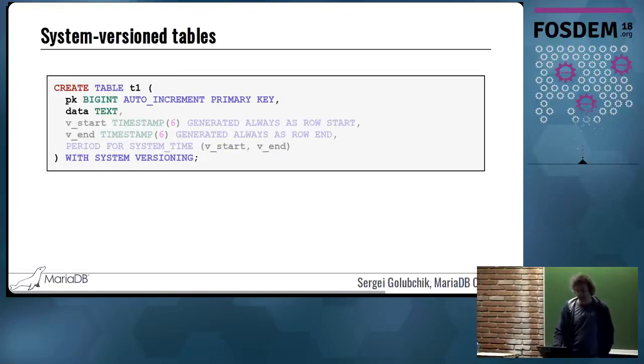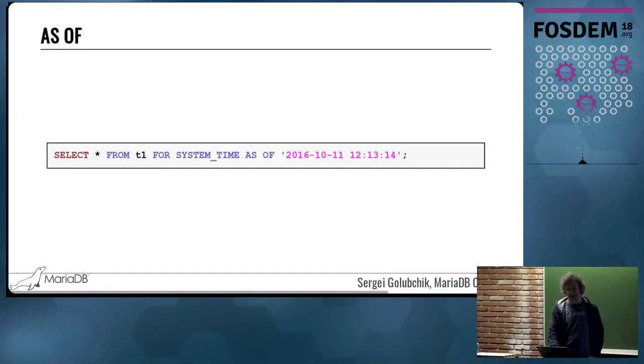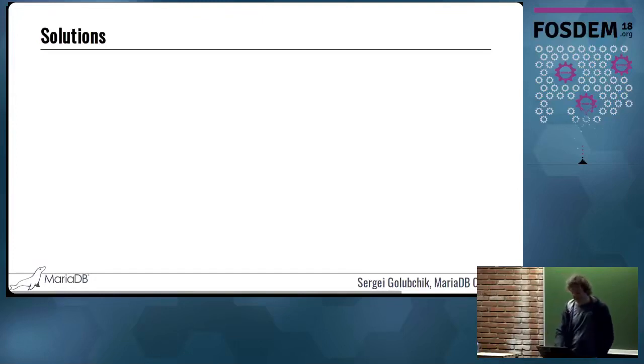And why would you want to do that? Because if you have a system version table, then you can do this magic thing. You select from the table, and after the table name you specify "for system time as of" some specific point in time, and you see the data as it was in the table at that point in time.